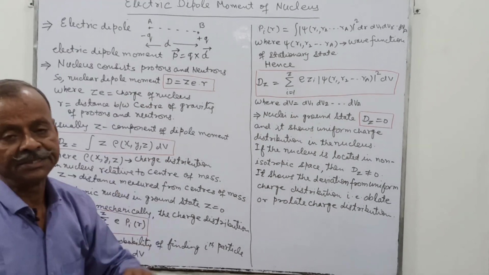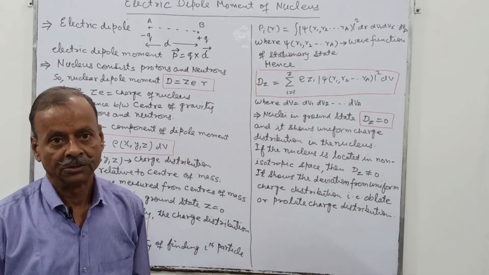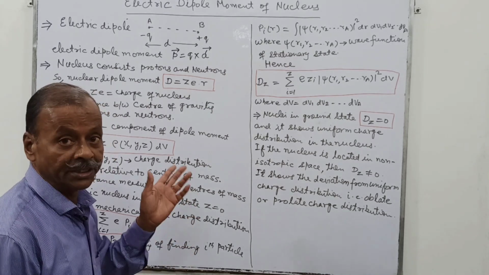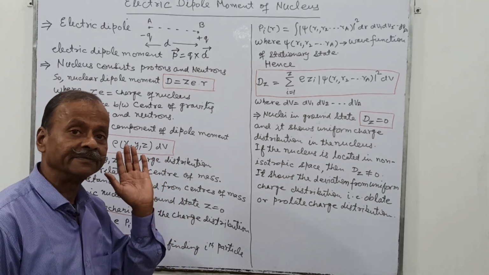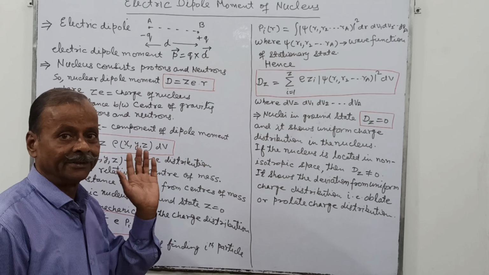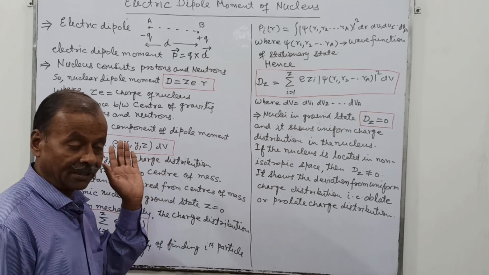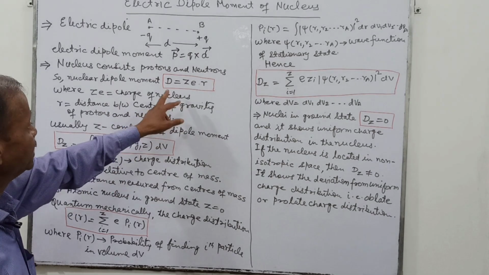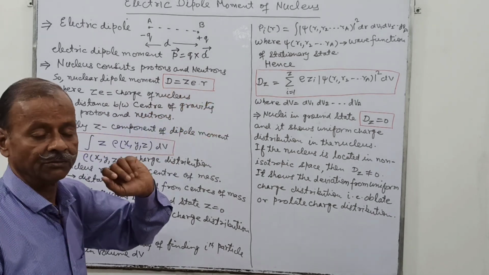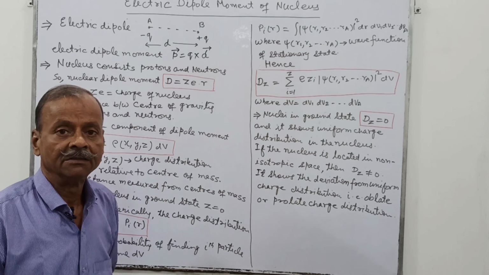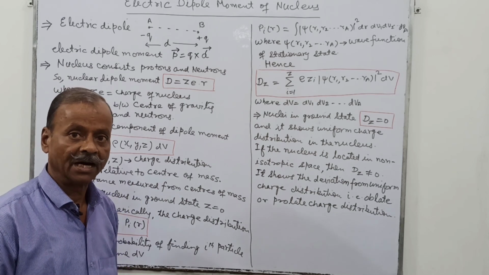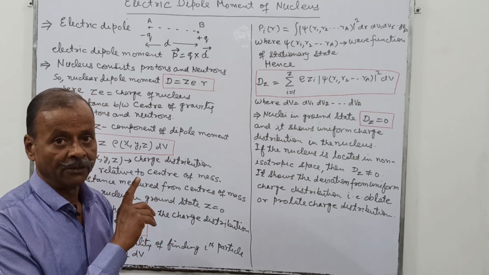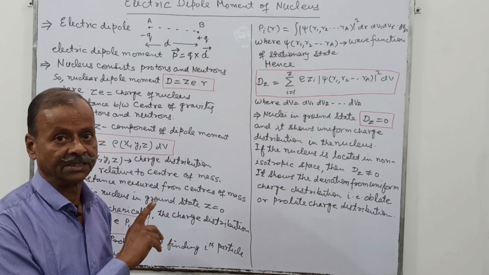Since the nucleus contains protons and neutrons, it is natural to think about whether this nucleus can have a dipole moment. Definitely it has an electric dipole moment. Now this dipole moment is given by D equals Ze times R. Ze is the charge of the nucleus, and R is the distance between the centers of one of the protons and the neutrons.